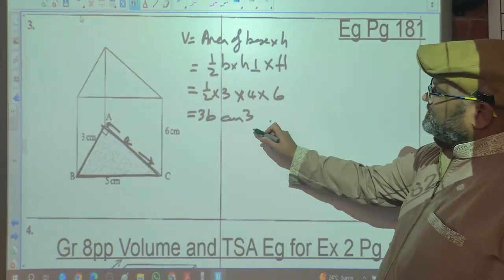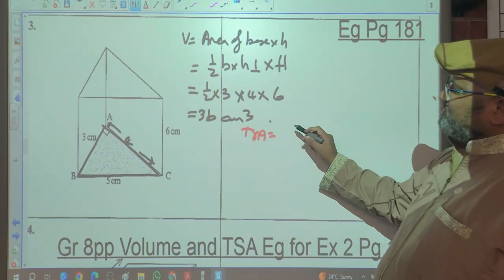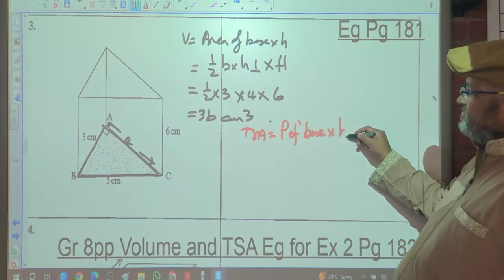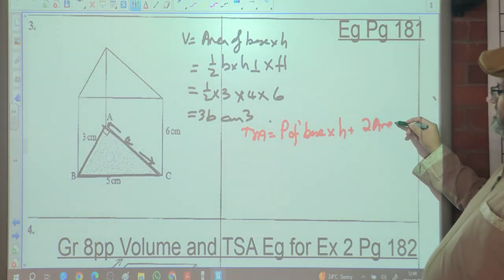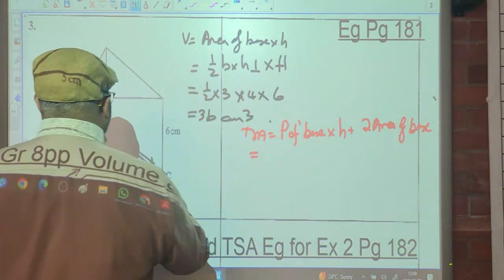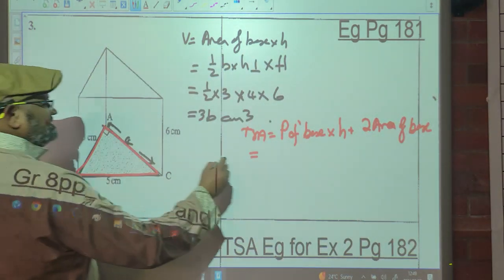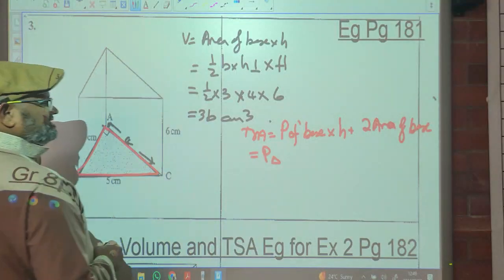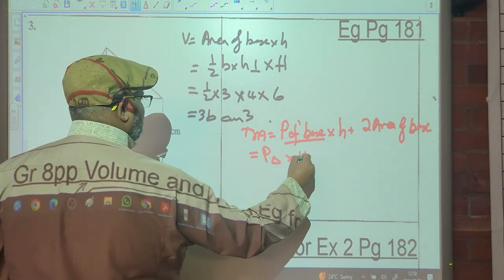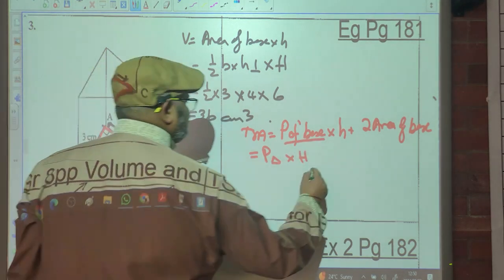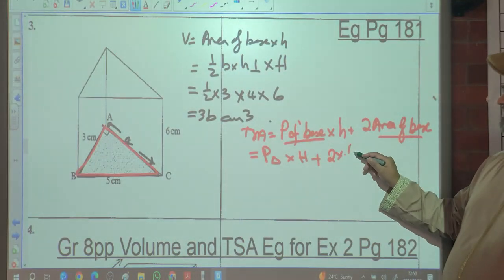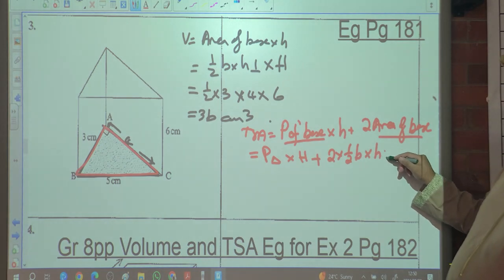They ask you to work out the total surface area. How do you calculate total surface area? Perimeter of base times height plus 2 area of base. So the perimeter, what type of shape is this base? Rectangular base. This is the perimeter of the triangle. Area of base times the height of this object, plus twice area of base. How do you calculate the area of a triangle? So half base times perpendicular.